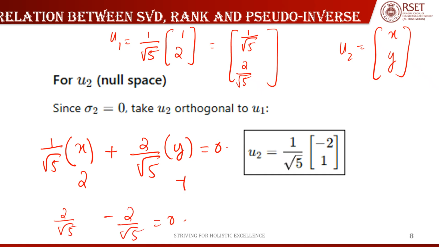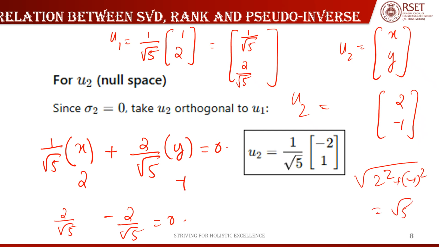Is it? So choose your x to be 2 and choose your y to be negative 1. Now you can just normalize your u2. This is your new orthogonal vector, and to normalize it you divide it by root of 2 squared plus (minus 1) whole squared, which is equal to root 5. So your u2 will be equal to 1 by root 5 times (2, negative 1). Okay, so here it's minus 2 and 1.